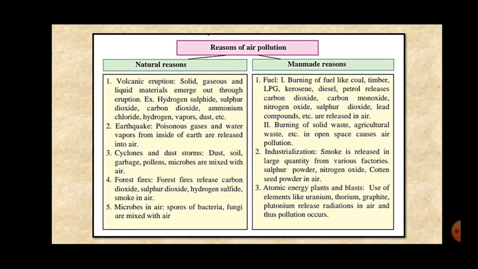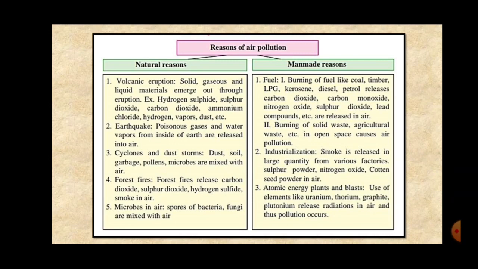Second one is earthquake. You know that when an earthquake takes place, lives are lost and property is damaged. Then at times the poisonous gases and water vapors from inside of the earth are released into the air, right? Because what is an earthquake? Earthquake is, you can say, the collision of the tectonic plates, right? So that is also a natural reason of air pollution.